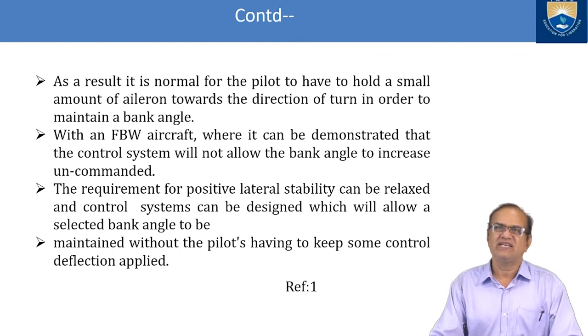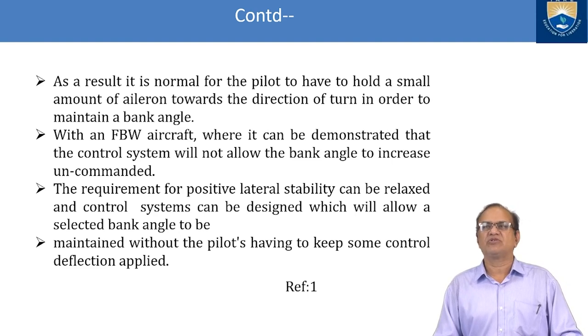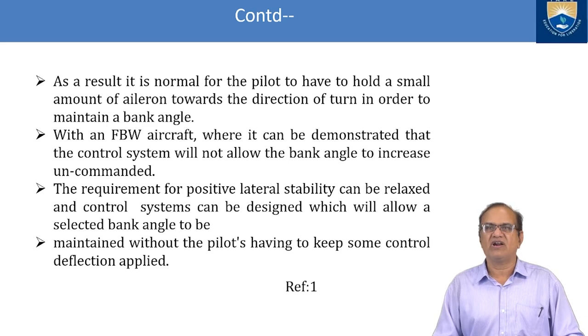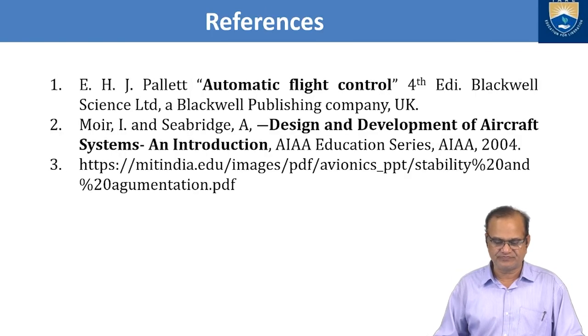Now, as a result, it is normal for the pilot to have to hold a small amount of aileron towards the direction of turn in order to maintain a bank angle. With an FBW aircraft, where it can be demonstrated that the control system will not allow the bank angle to increase uncommanded, the requirement for positive lateral stability can be relaxed and a control system can be designed which will allow a selected bank angle to be maintained without the pilot having to keep some control deflection applied.